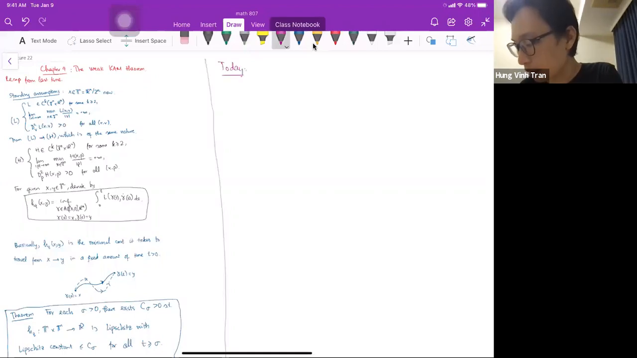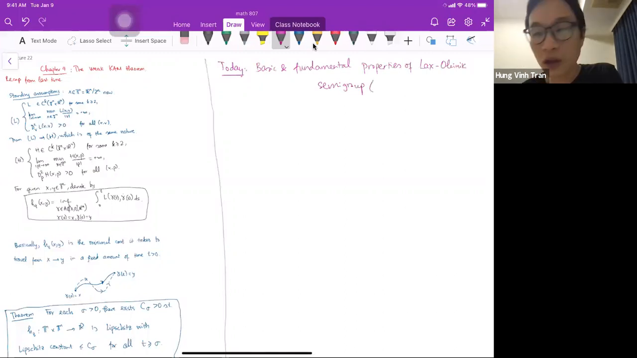About, let's say, basic and fundamental properties of a Lax-Oleinik semigroup, or the so-called optimal control formula. These are the same depending on different contexts.